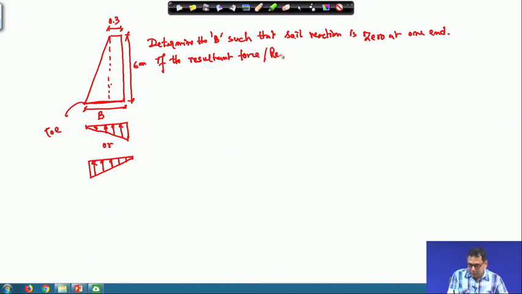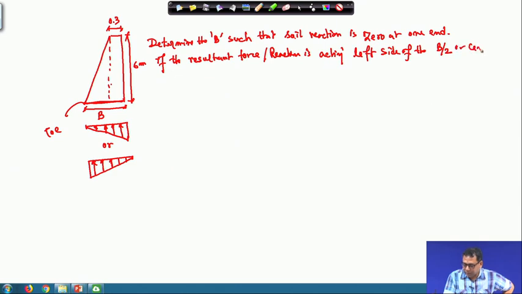If the resultant force or the reaction is acting on the left side of B/2 or center, okay, so this is your B/2, and if your resultant force is acting like this, then this is your X bar. Then this will be the E in that case. E will be B/2 minus X bar.